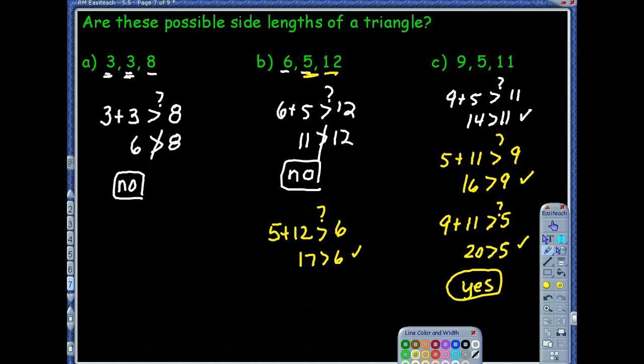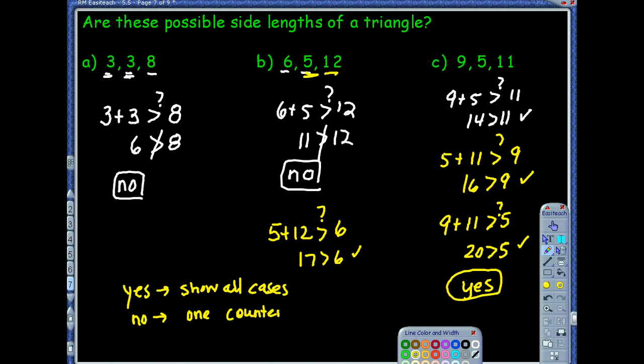So when it's a yes, we're expecting you to show that all of the scenarios work, all cases. It's kind of like you're proving it, not just one. When it's a no, you just need one counterexample.